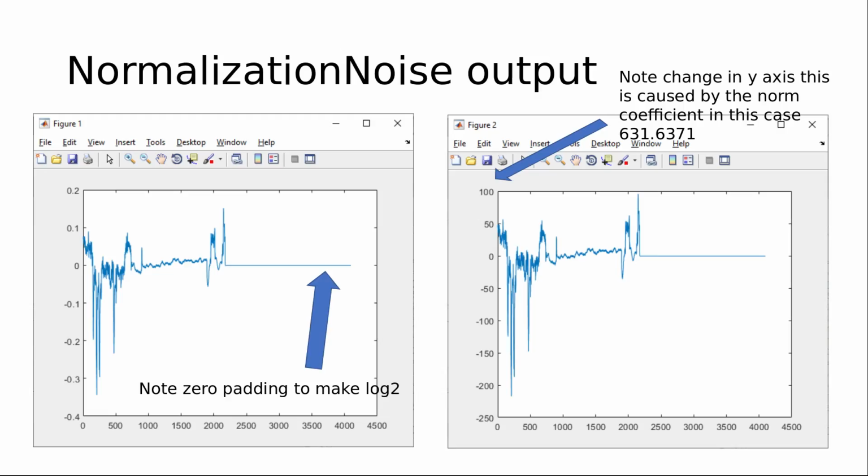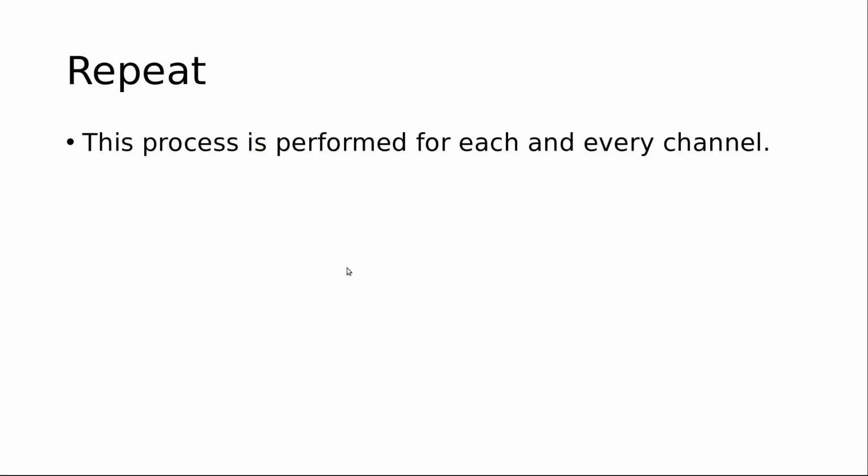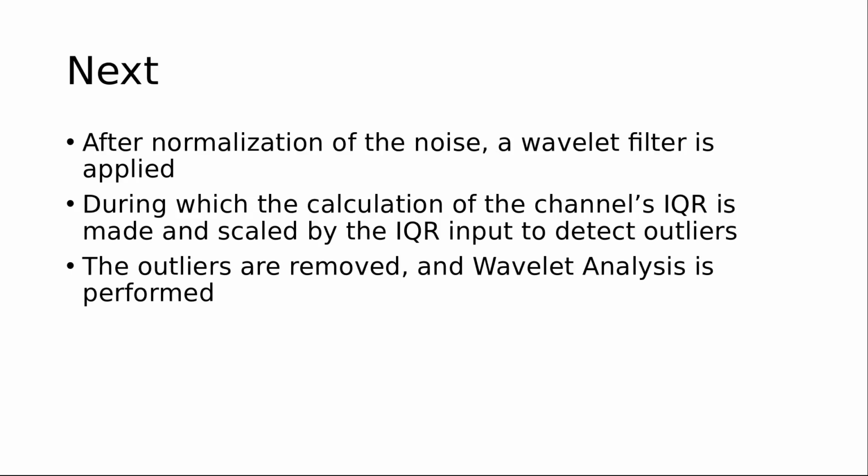And just to show you what this looks like, you'll see the data itself was altered here quite extensively by a coefficient. So your coefficient was 631, and you can see the y-axis is quite long. I also want you to note that we have zero padding at the end of the data. This will be due to the wavelet filter that's going to be added in shortly. So you do that step for every single channel, and next you're going to apply the wavelet filter.